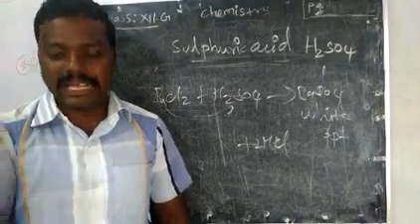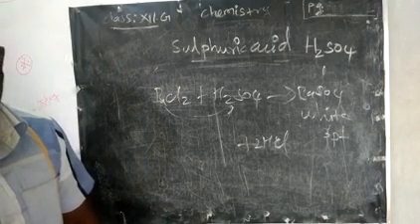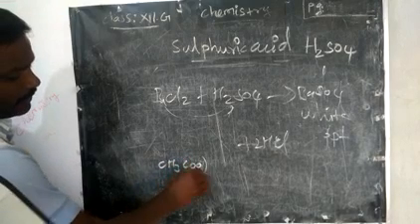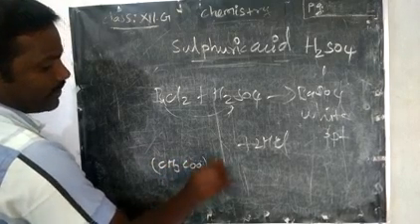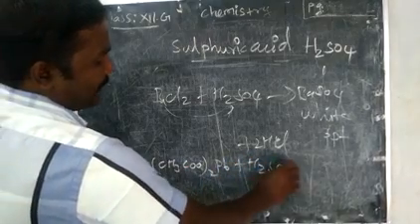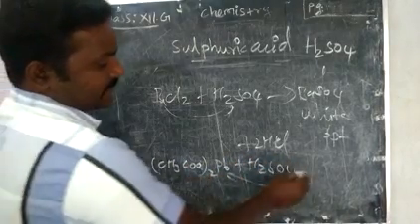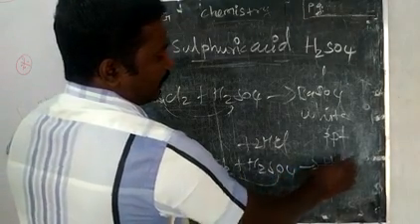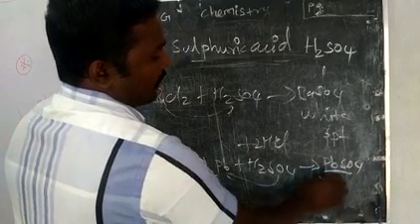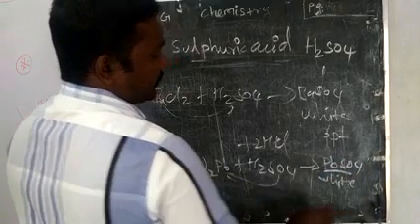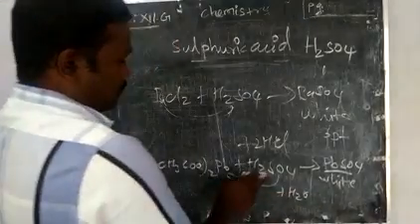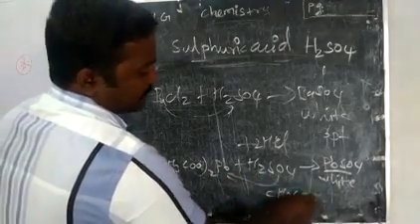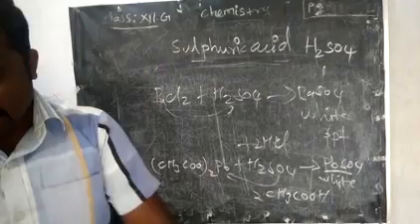Then lead acetate with sulfuric acid will give another white precipitate. What is the molecular formula for lead acetate? (CH3COO)2Pb with H2SO4. What will happen? Lead sulfate along with acetic acid. PbSO4, which forms a white precipitate, along with acetic acid, because two hydrogen with two acetate make CH3COOH, acetic acid.